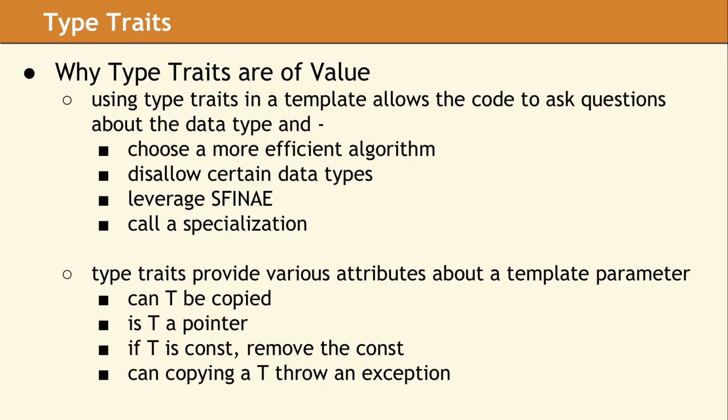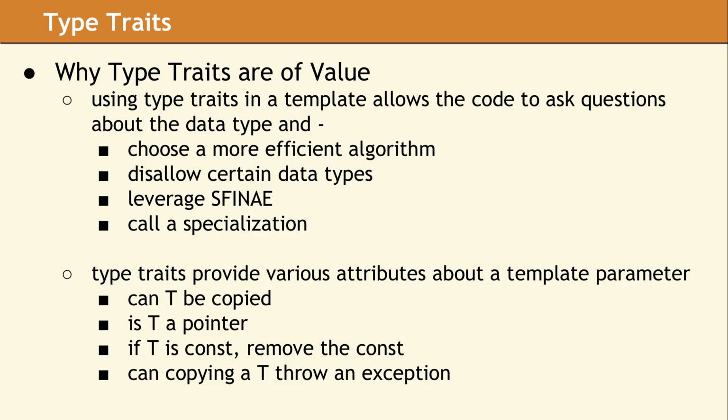Type traits are very useful when writing templates. You might want to choose a particular algorithm for sorting, and if you know the data type for the iterator, you can choose between a quick sort and a merge sort and drastically change your runtime performance.